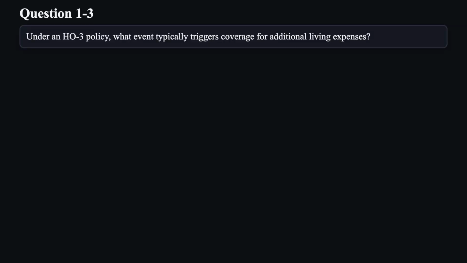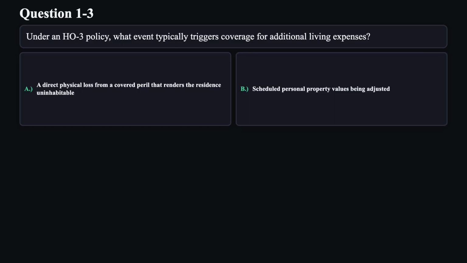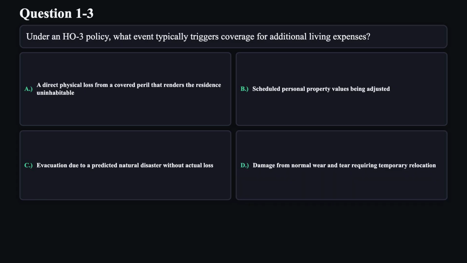Question 3. Under an HO3 policy, what event typically triggers coverage for additional living expenses? A. A direct physical loss from a covered peril that renders the residence uninhabitable. B. Scheduled personal property values being adjusted. C. Evacuation due to a predicted natural disaster without actual loss. D. Damage from normal wear and tear requiring temporary relocation.